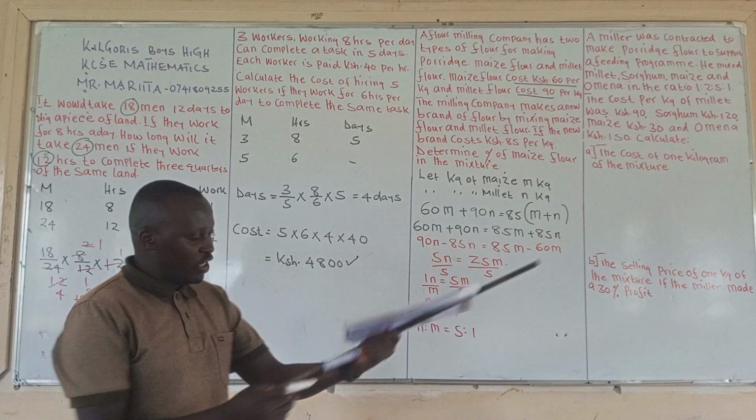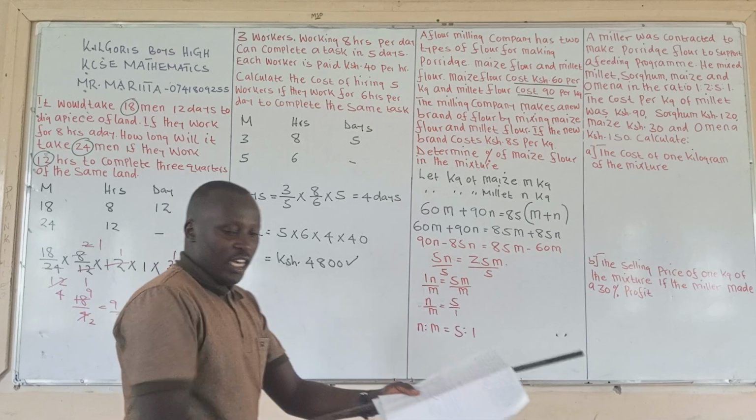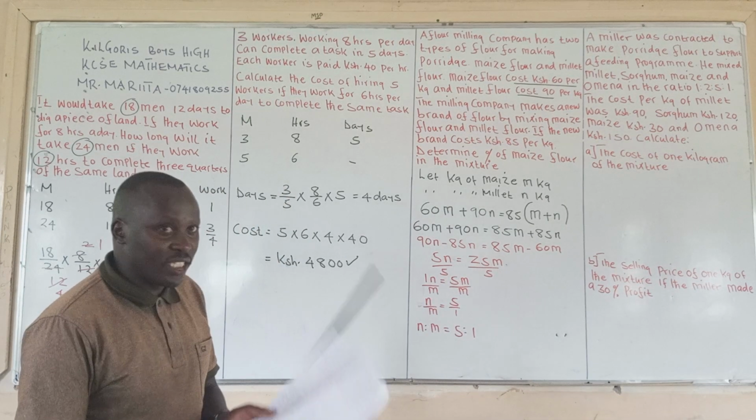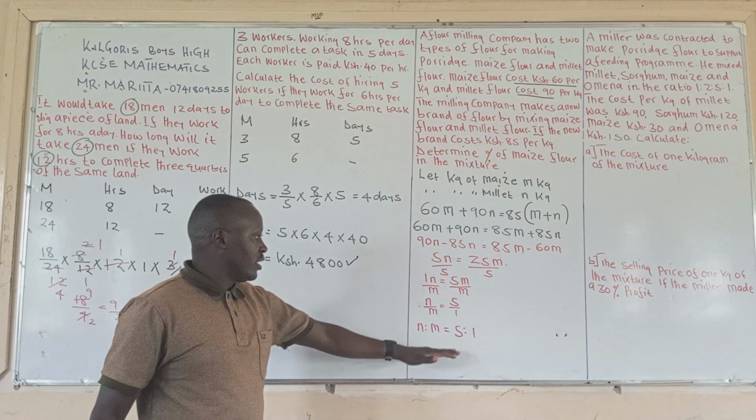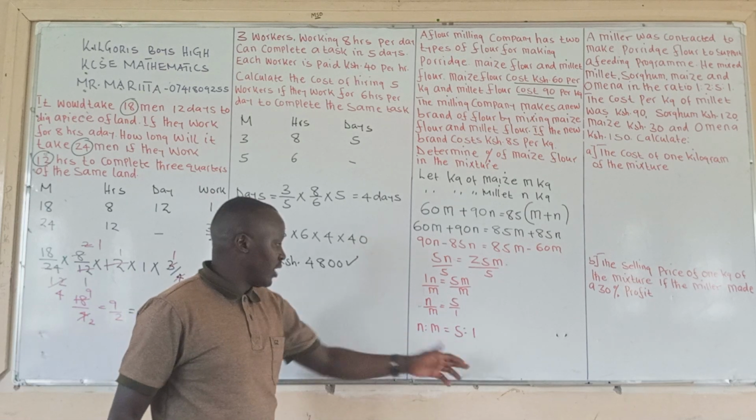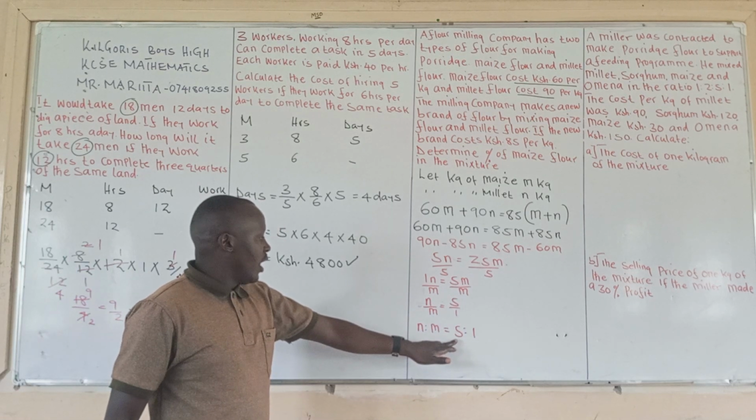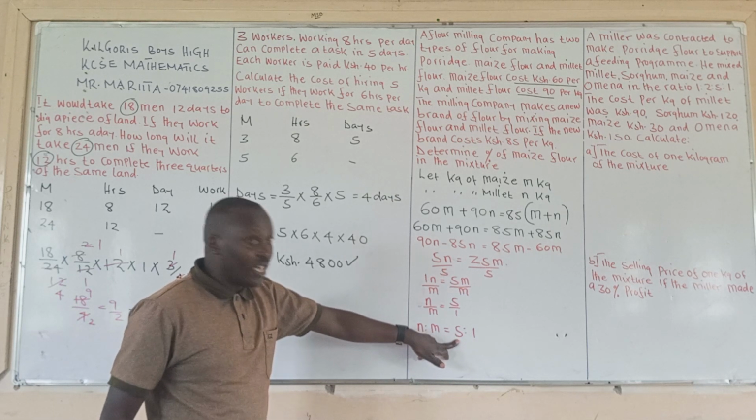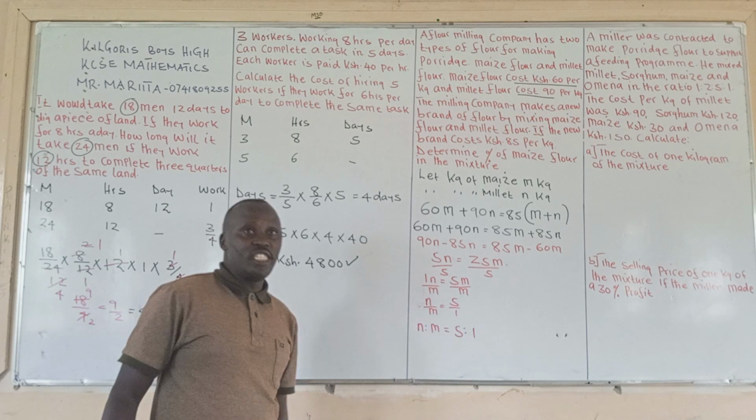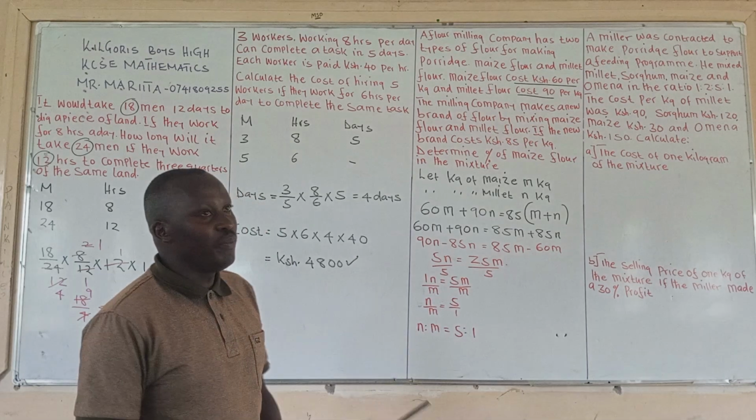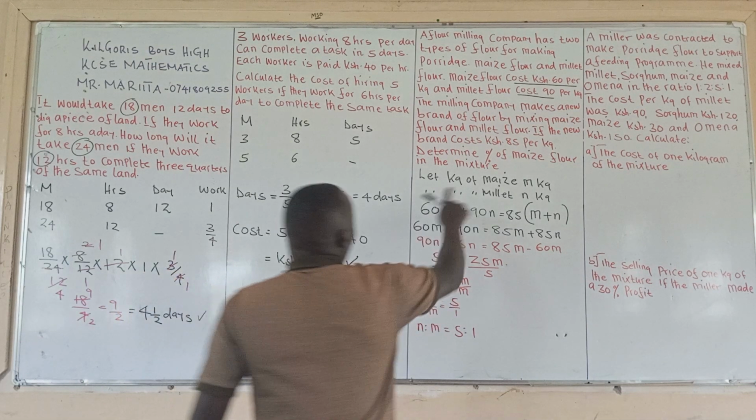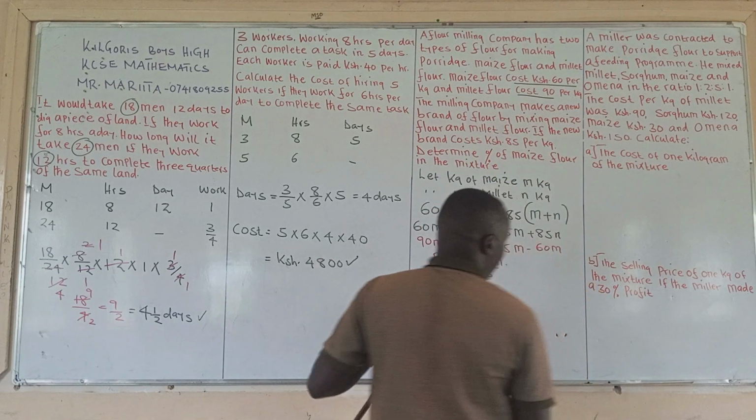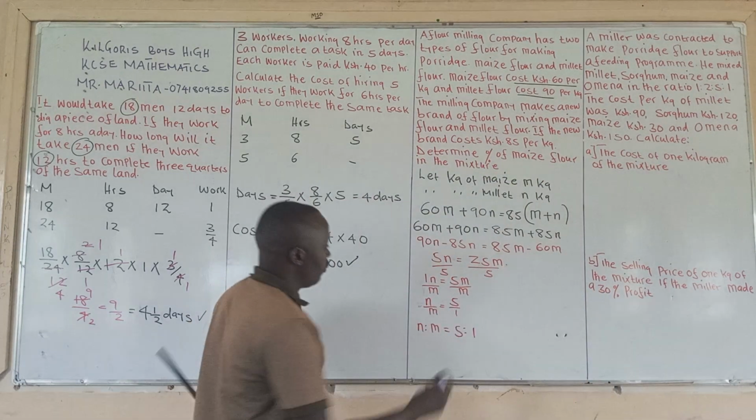So the ratio in which millet and maize are mixed in the mixture is 5 to 1, and that means we have 5 kg of millet in the mixture and 1 kg of maize in the mixture. Our question is to determine the percentage of maize flour in the mixture.